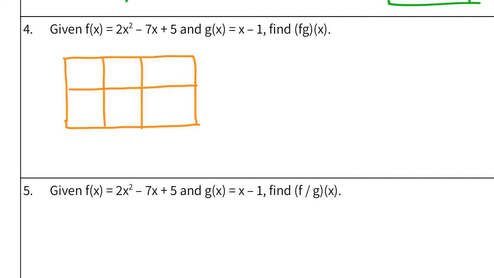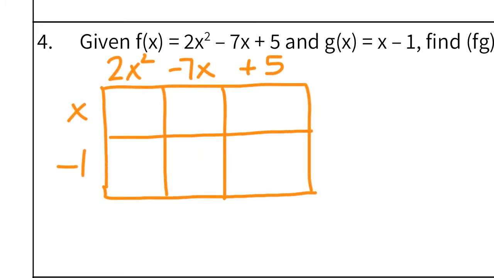Only my box is going to be a rectangle this time. And you know how many windows to make by however many terms your functions have. So since the first function had 1, 2, 3 terms, that's why I made 3 columns. So f of x, I'm going to write it across the top, 2x squared minus 7x plus 5. Okay, and then g of x, I'm going to write it down the side, x minus 1. So let me zoom in a little so we can see better.